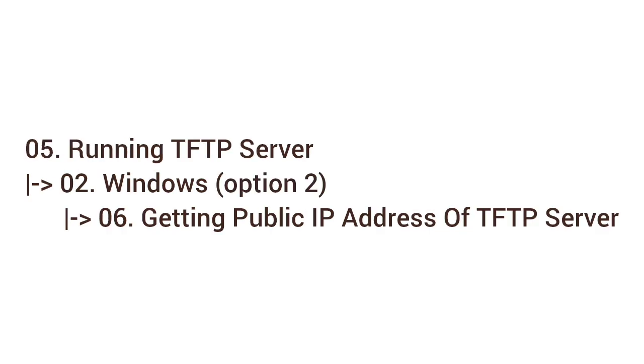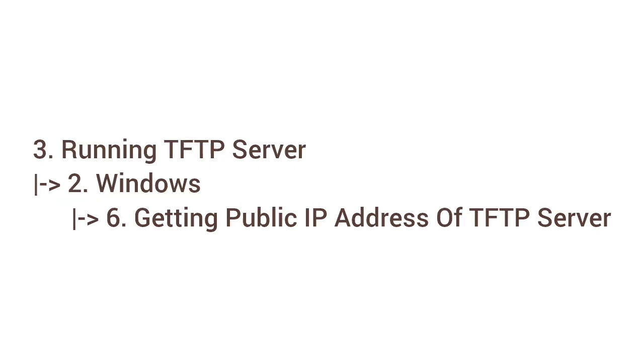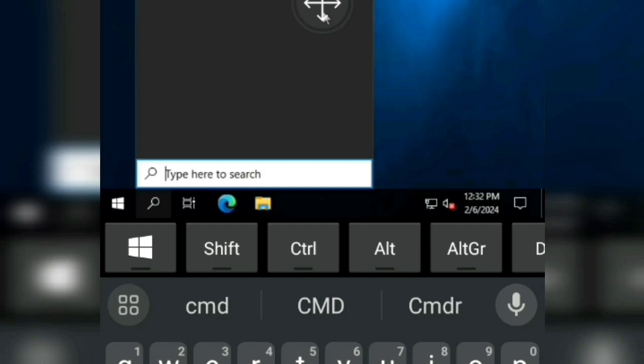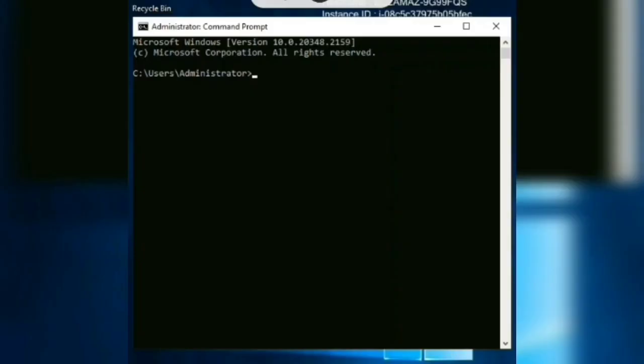Getting public IP address of TFTP server. Open search bar. Type CMD and press Enter. You can see command prompt.